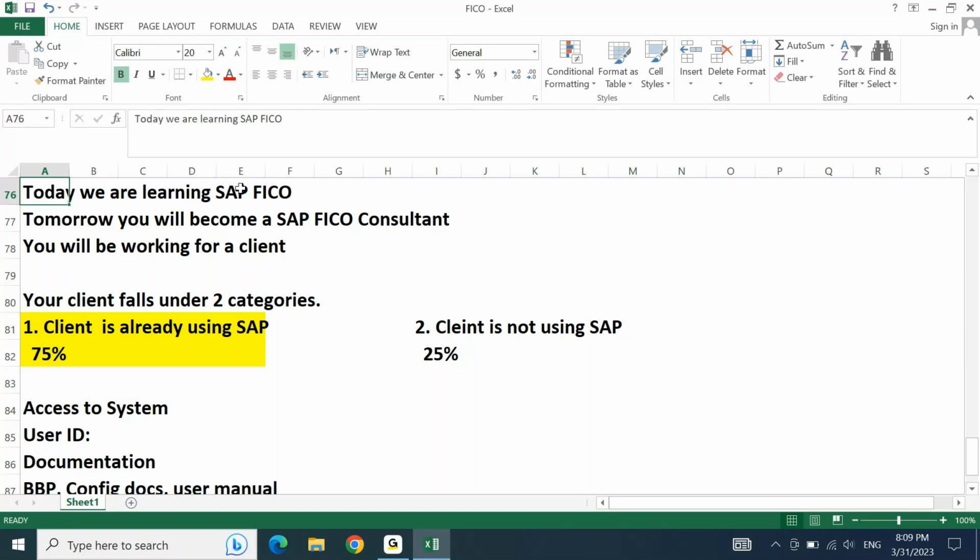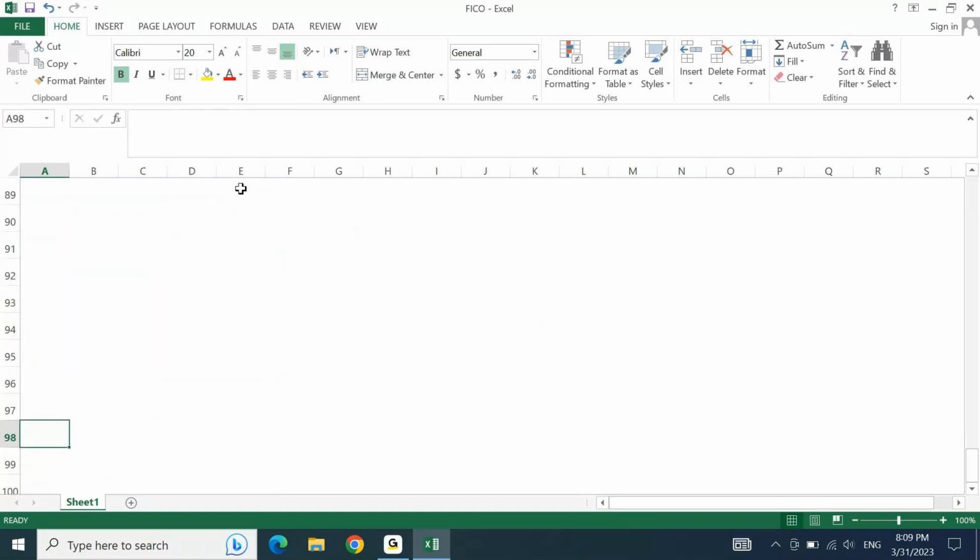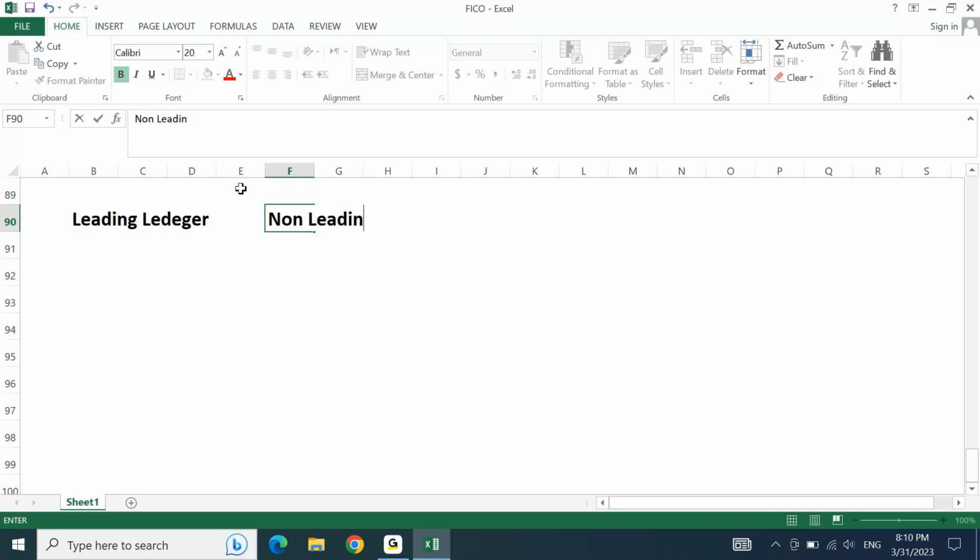Because if you take any topic, let's say I will take simple leading ledger, non-leading ledger. Assuming that I am a trainer, you are the candidate who is planning to learn. Now, as a trainer, I would have configured leading ledger, non-leading ledger multiple times. Yes, no? Correct? I would have configured, created this so many times. Agree with me? Correct or not?